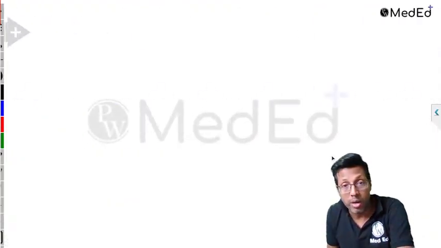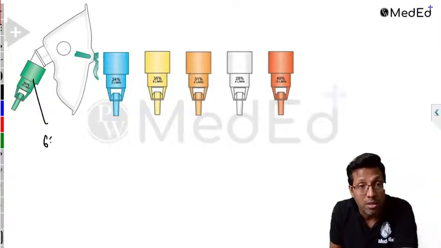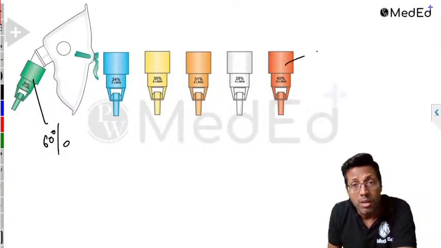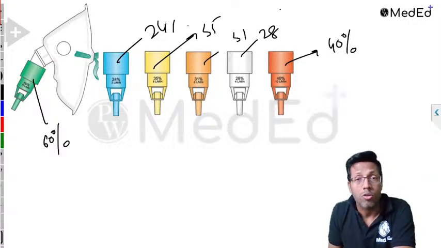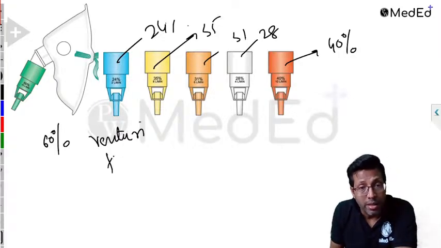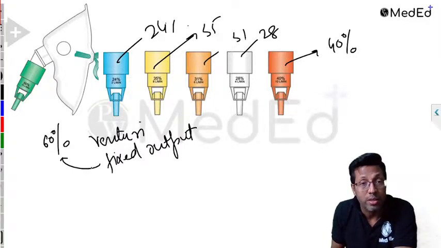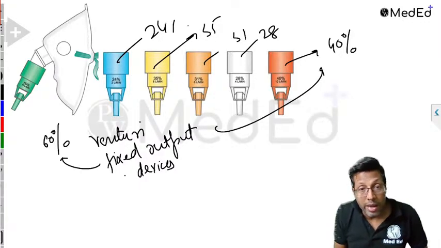That's the point. So Venturi mask is what comes in various colors. You must have seen this. Here you will see this green color, you don't need to remember the colors, is 60%. The red one is 40%. You will see the blue one is 24. This is 35. Orange is 31, 28. So this is used whenever you want. These are the Venturi masks. These are based on the Venturi principle, right? And they are also called fixed output devices because your output is fixed. If you put a green one, it is 60, red one is 40. So these are called fixed output devices. The reason is they work on air entrainment.